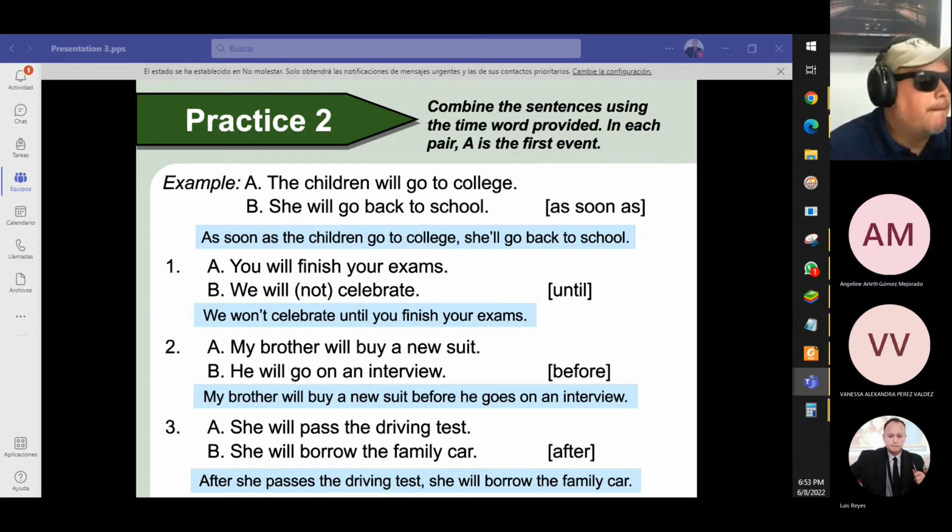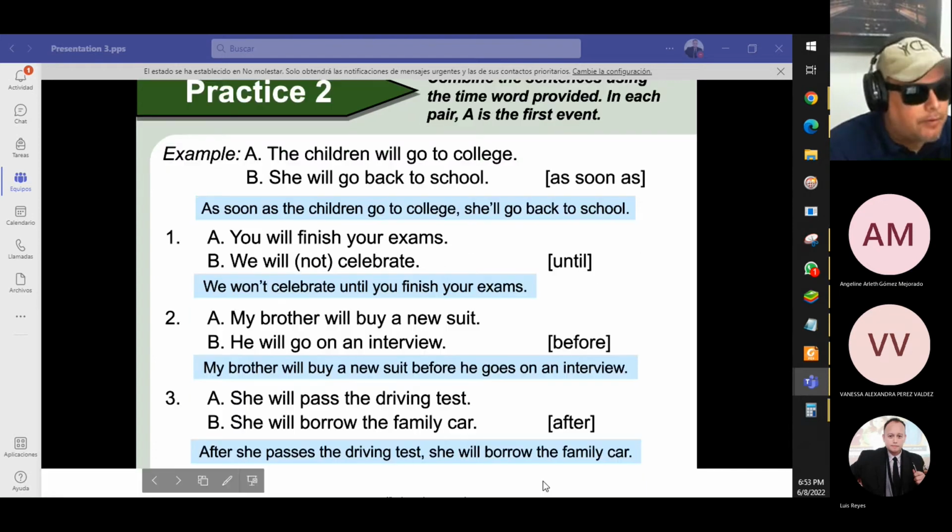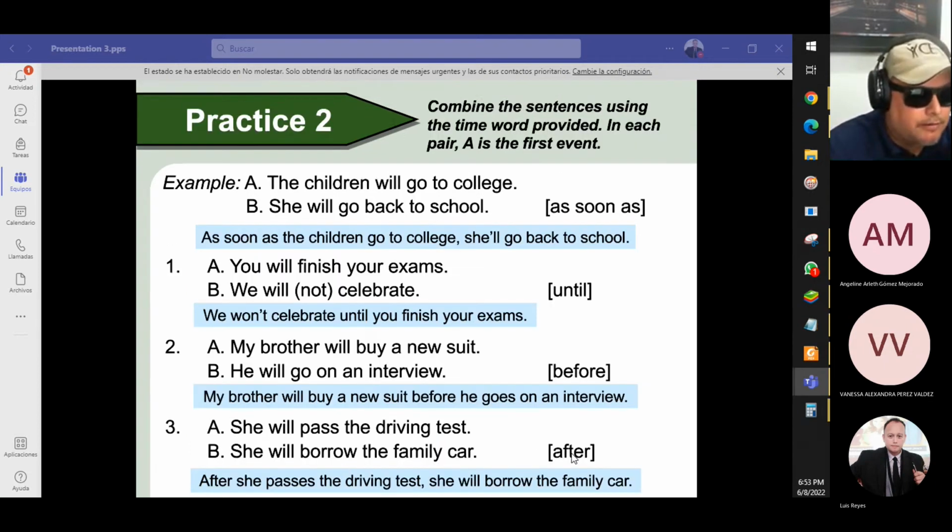Okay, teacher. Entonces, de nuevo, por eso es que tiene que venir el after con pass the driving test. Lo que viene después de after es lo que tiene que suceder primero, así que va a ser esta primera parte. After she passes the driving test, she will borrow the public car. Okay.